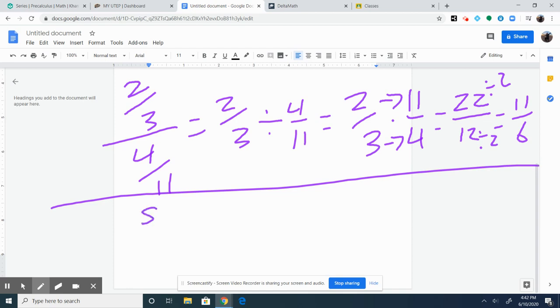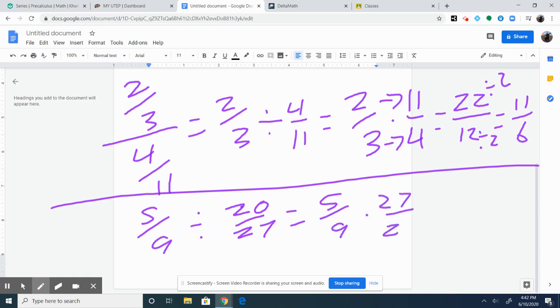Same thing, let's say we had 5 over 9 divided by 20 over 27. So what we need to do is flip that second fraction into 27 over 20. Now we multiply straight across, so 5 times 27 would give us 135, and 9 times 20 would be 180. We can actually reduce this by 45, that's a common factor, and it can go all the way down to 3 over 4. Easy as that.